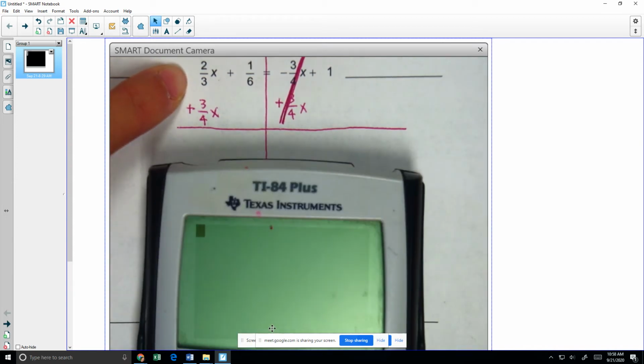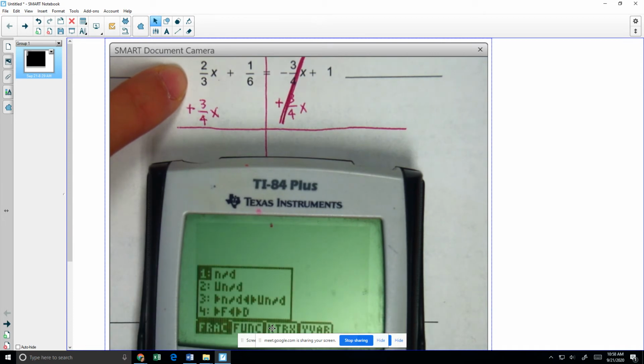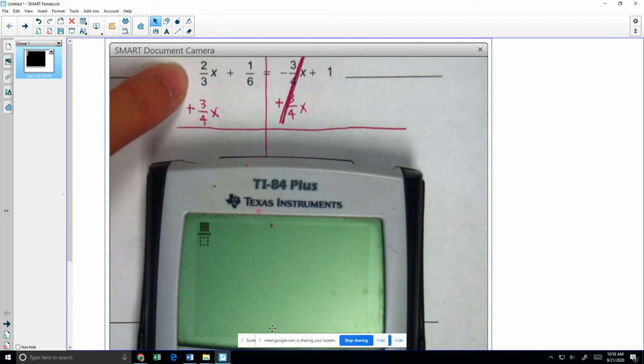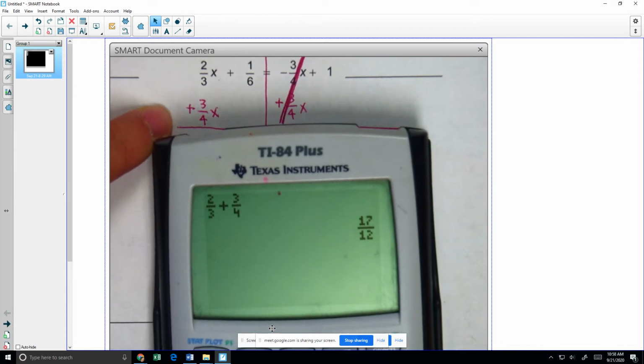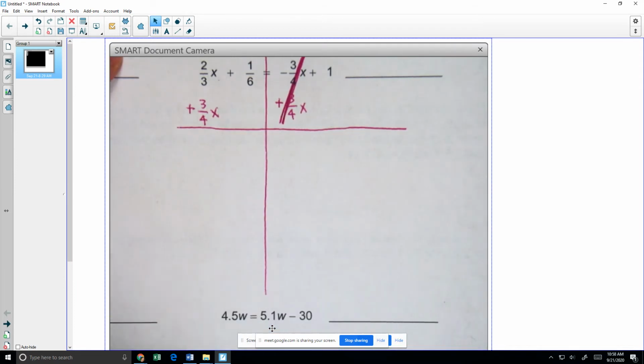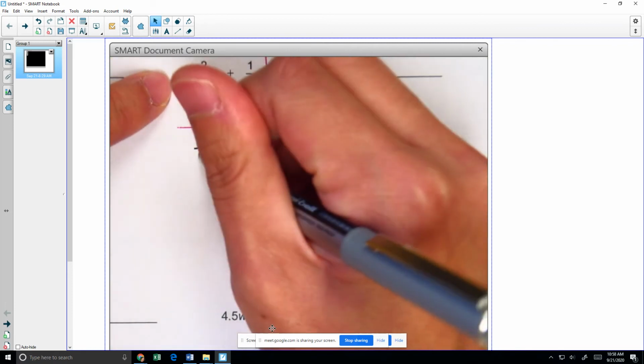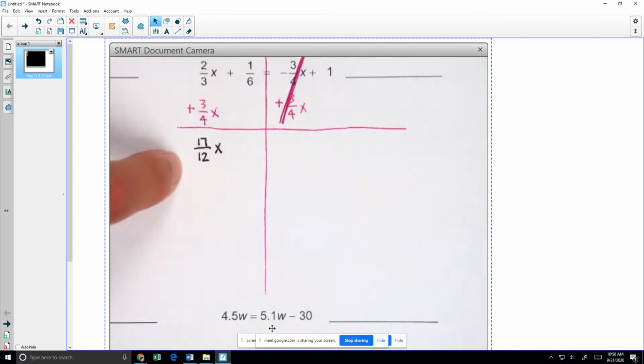When I do that, I have 2/3. Remember how to type in a fraction in your calculator? You hit alpha y equals enter. So 2/3 and then arrow out to hit plus, then alpha y equals 3/4. That gives me 17/12. Oh, what an ugly fraction, but that's okay. Just use it, 17/12. I don't have to change it to a mixed number. The great thing about 8th grade math is we don't like mixed numbers. We just like improper things.